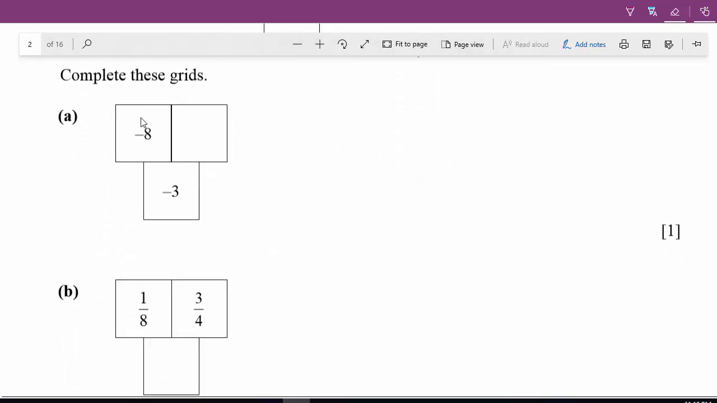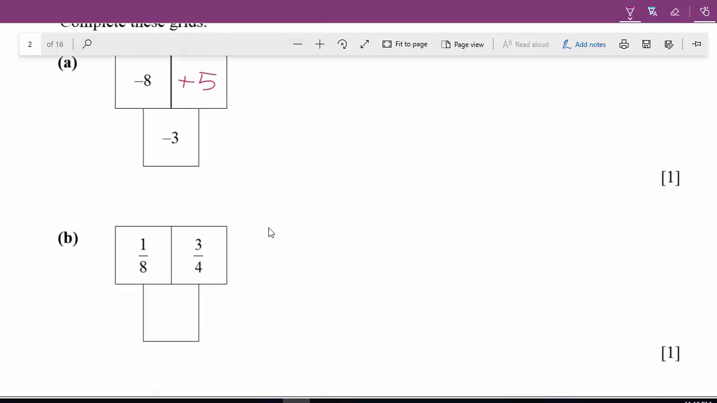Which number plus negative 8 will be equal to negative 3? So it is positive 5. How positive 5? One is positive, one is negative, so you're going to subtract the numbers. 8 minus 5 is 3. Which one is greater, 8 or 5? 8 is greater, so the 3 will have the same sign as the 8. So it's positive 5. Correct.